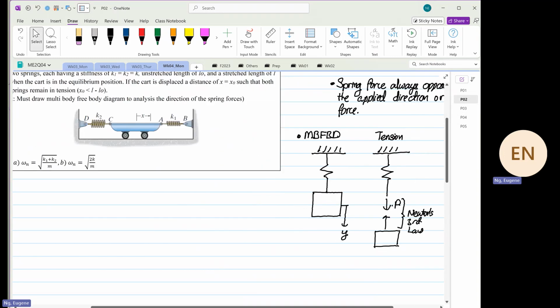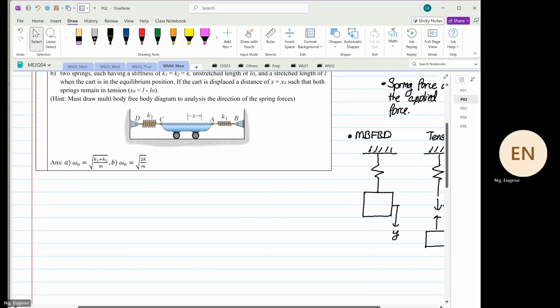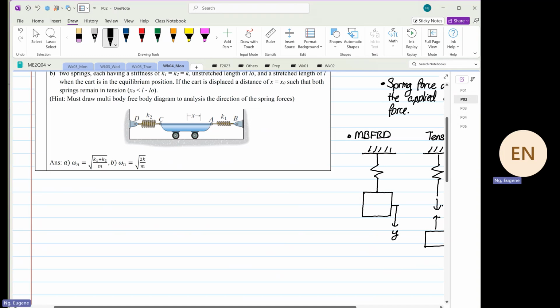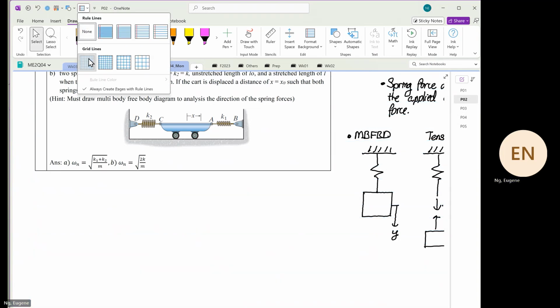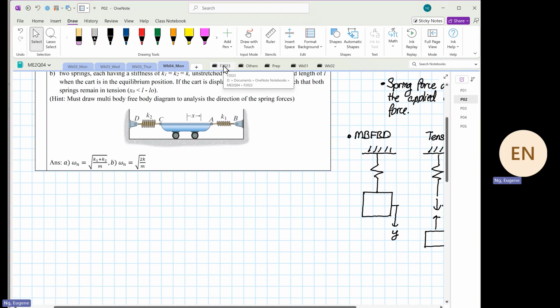Okay, so case number A. I'll go to a different mode. I think drawing in this mode is okay. You can see the blue line. Yes, very good. Okay, so number A. The first part of the question states where K1 and K2 are what?